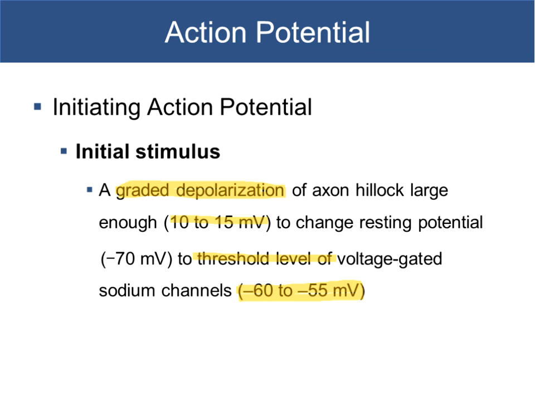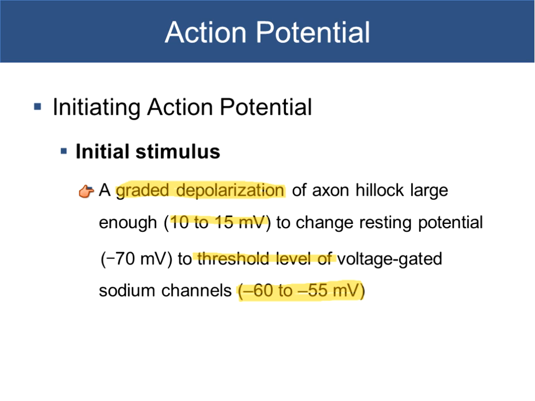So this is really just discussing what we saw on those other slides, so I won't spend a whole lot of time on it. But the graded potential depolarizes at the very beginning of the axon, and we call that the axon hillock, and it needs to be at least 10 to 15 millivolts away from negative 70. So once we get about 10 to 15 millivolts away from negative 70, so at negative 65 or negative 55, then we say that we have reached threshold.